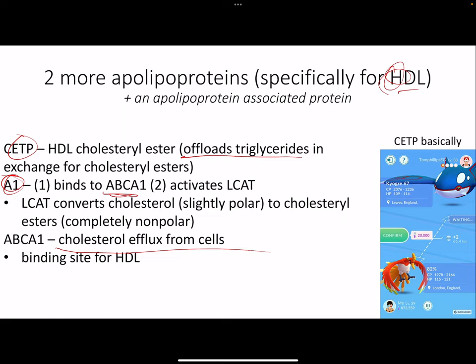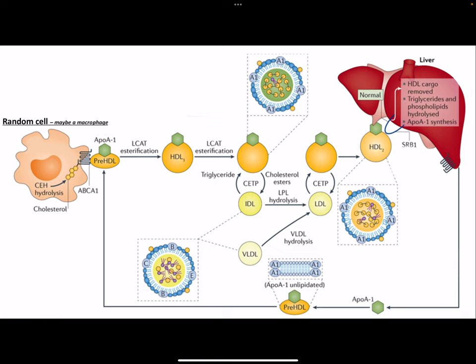A1 also is going to activate something called LCAT. LCAT converts cholesterol, which is definitely nonpolar but kind of polar, to a cholesterol ester, which is super nonpolar. And if things are nonpolar, they get buried deeper inside, right? Think of a hydrophobic core. So it's going to get deeper into the lipoprotein. All right, let's take a look at this. Probably the cell that has too much cholesterol is going to be something like a macrophage.